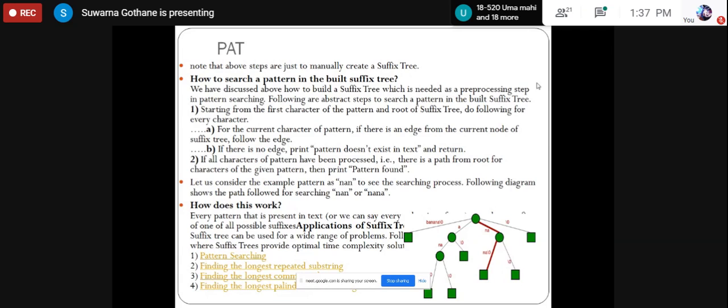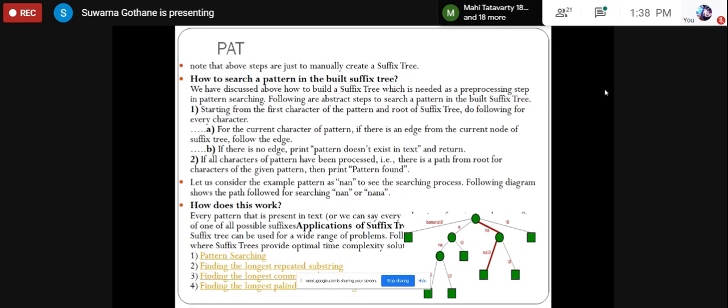If there is an edge, we need to perform the search, and we go as long as we are able to find the particular text. If the particular text is available there, then we can say the pattern is found. If it is not available, then we can say the pattern does not exist. The same algorithm is given over there. If there is no edge, print that the pattern does not exist. And if there is an edge, from the root you have to follow that edge until you get that particular term.